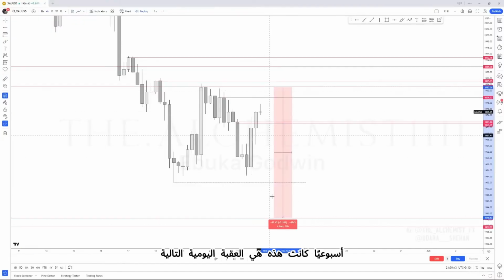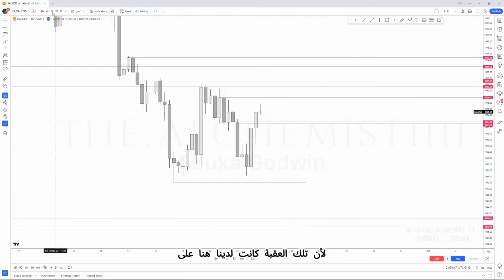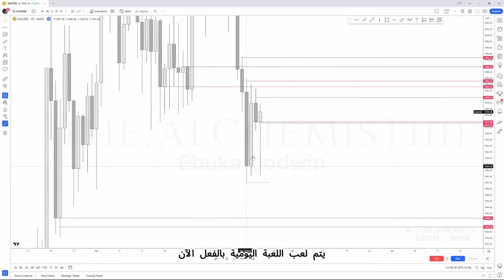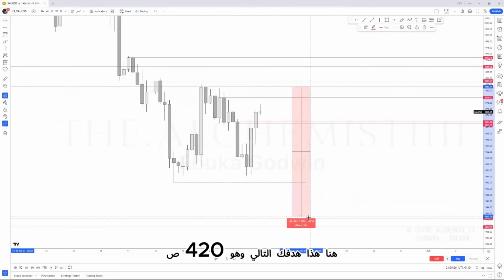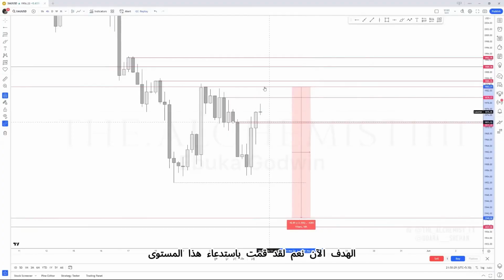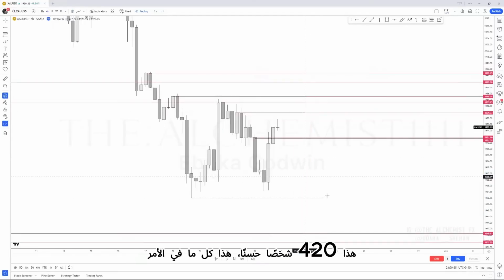Weekly, this was your next daily obstacle because that obstacle we had here on the daily is already played out, right? Now your next daily obstacle is all the way down here. So if you take a sell here, this is your next target, a 420 pip target. Now, yeah, I called this level out, I think, on a Sunday with all of my students. So everyone managed to get this 420 pip move. Okay, so that's that.